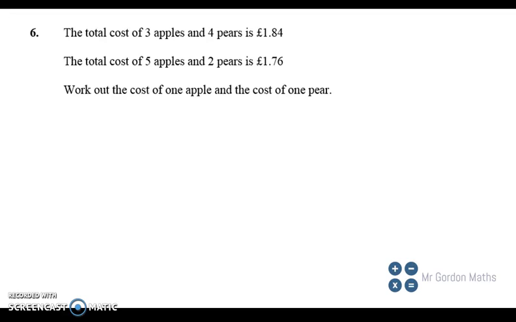Okay, question 6. The total cost of 3 apples and 4 pears is £1.84. The total cost of 5 apples and 2 pears is £1.76. Work out the total cost of 1 apple and the cost of 1 pear.